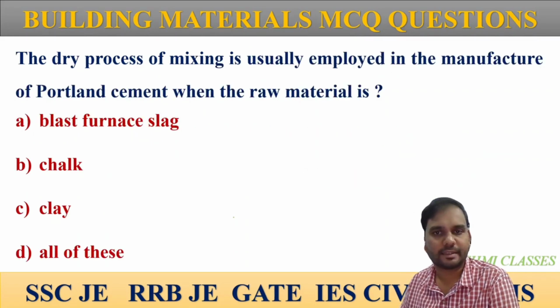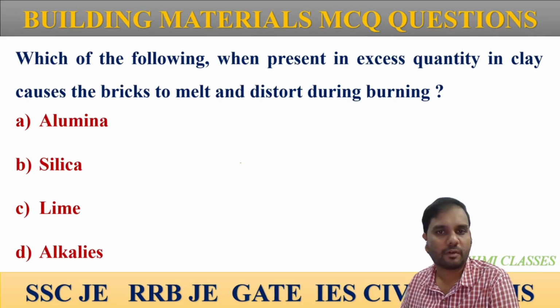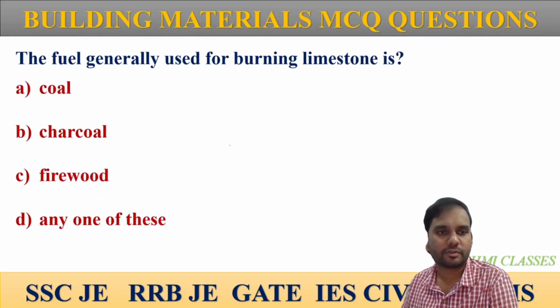The dry process of mixing is usually employed in the manufacture of Portland cement when the raw material is blast furnace slag. Which of the following constituents, when present in excess quantity in clay, causes the bricks to melt and distort during burning? Lime. The fuel generally used for burning limestone is any of these, either coal, charcoal or firewood.